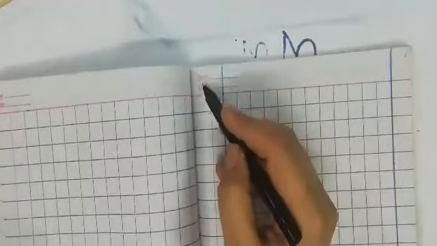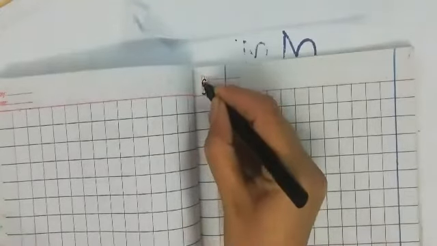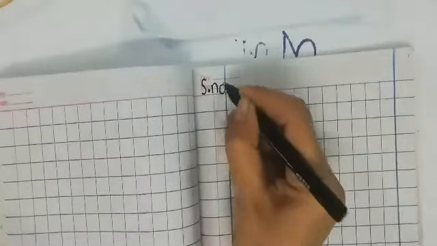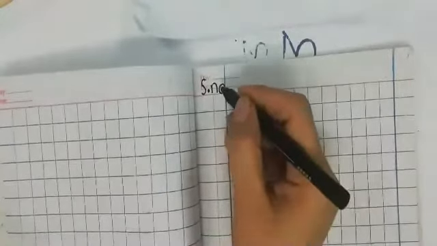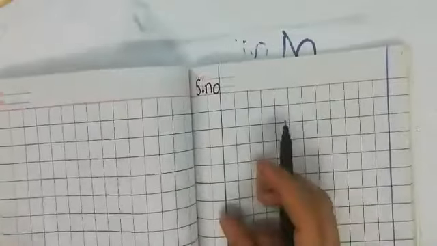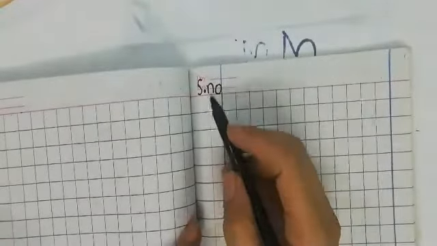Now hold your pencil. Show me your pencil. Come on this portion, here. S dot N O means serial number. S dot N O means serial number. Write it, well done. Don't cross the margin line, okay? Writing should be neat and clean.